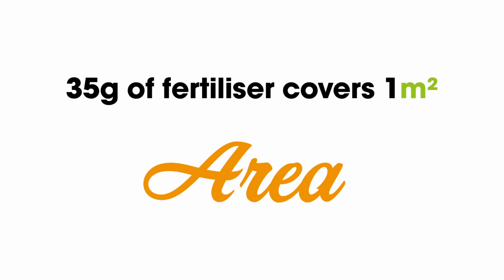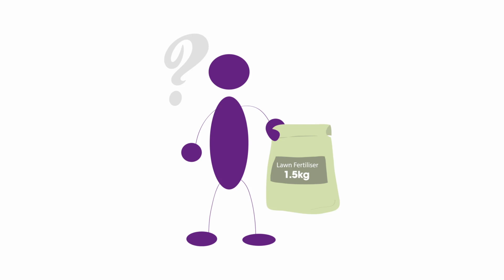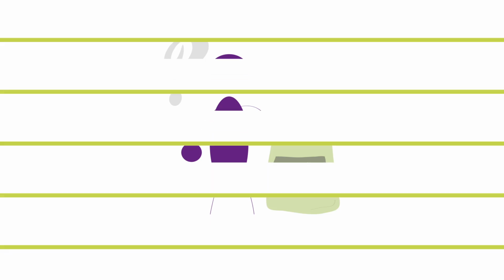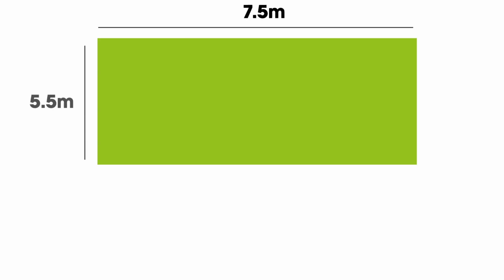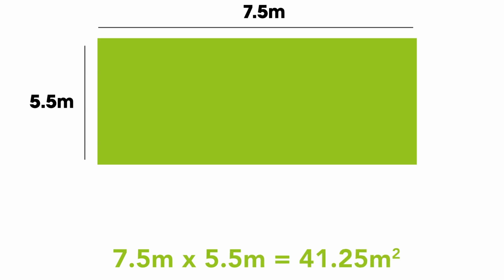Now, let's get back to the working out. Will one box be enough to cover Oscar's lawn? Let's work out the area of the lawn first. 7.5 metres times 5.5 metres equals 41.25 metres squared. Now let's work out how much fertiliser he needs. Multiply the area of the lawn by the amount of fertiliser Oscar needs to cover 1 metre squared.